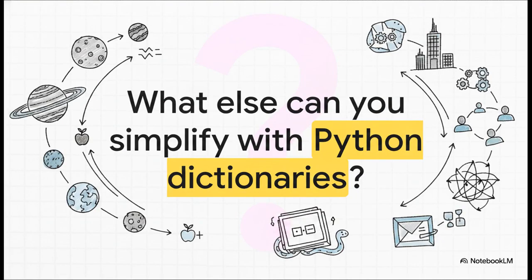We've covered a lot of ground today, from the core pillars of OOP to building a fully functioning, scalable space calculator. So as you move forward in your own coding journey, I want to leave you with this question to chew on. If you can cleanly map planets to gravity constants to avoid messy code, what other complex real-world logic could you simplify in your next project using Python dictionaries?